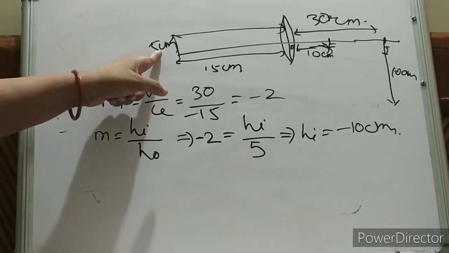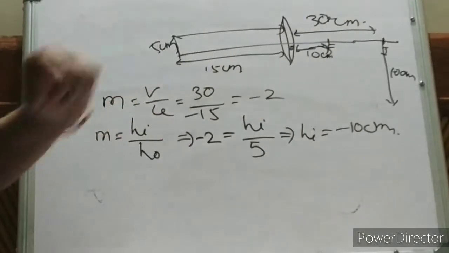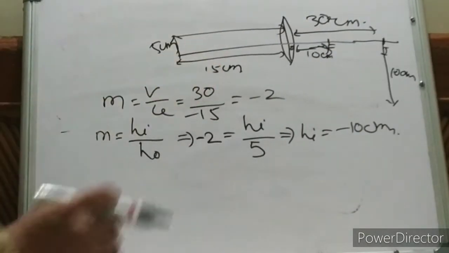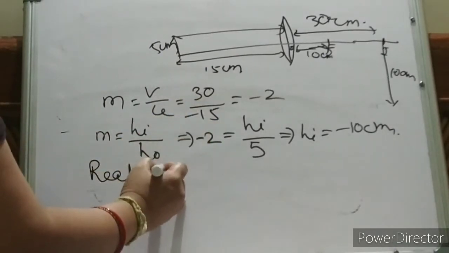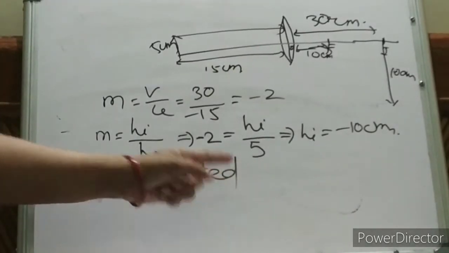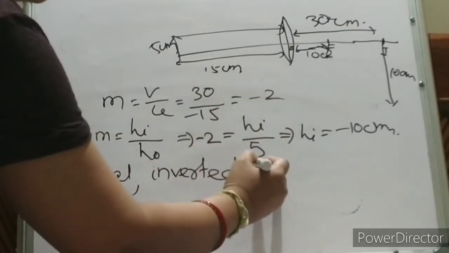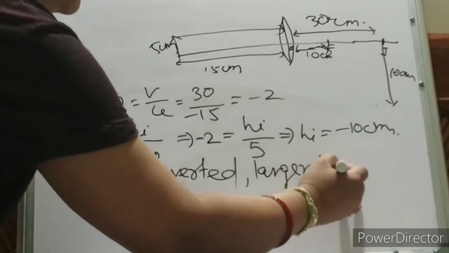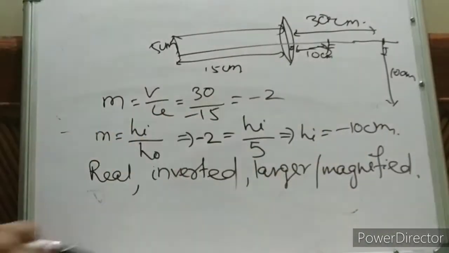5 centimeter is the object size, 2 times enlarged with a minus sign. So what is the nature of the image now? Very easy, below the principal axis. So real, inverted, always comes with real. So real, inverted, and easily you can say it is a magnified image or larger image. Magnified or larger, whatever you can write, you write. Is it clear, children? Very easy.